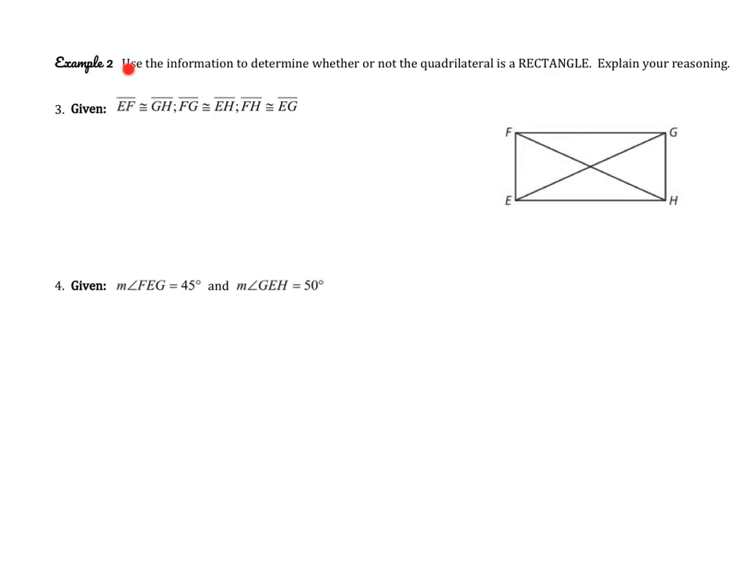Okay, so for this last example, we're going to use the information to determine whether or not the quadrilateral is a rectangle. And then we're going to explain how we know. So in this first one, they say EF and GH are congruent, and then FG and EH are congruent. So these two facts tell us that the opposite sides are congruent, which tells us that it is a parallelogram. So that's a good place to start.